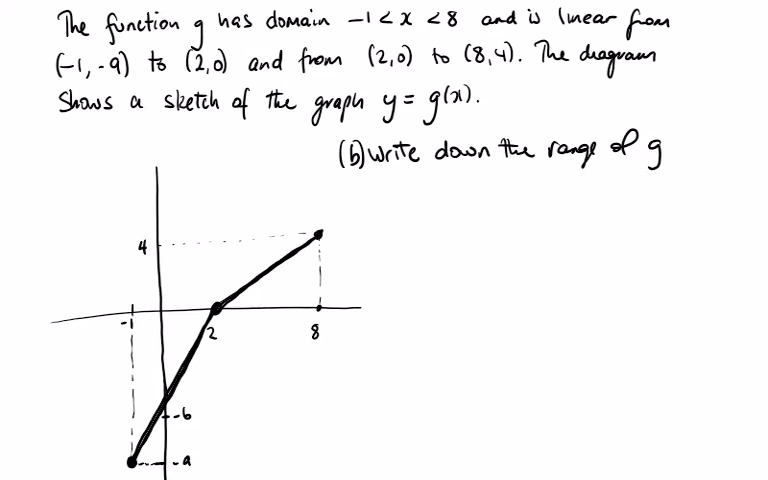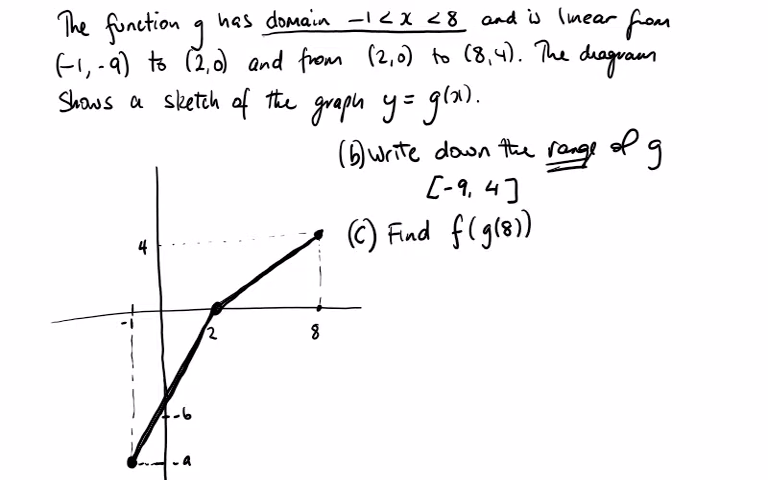Write down the range of g. Well, the range is the y values. You can see here, the domain is the x, the range are the y values. So the range goes from minus 9 to 4. Minus 9 to 4 is the range for my function.